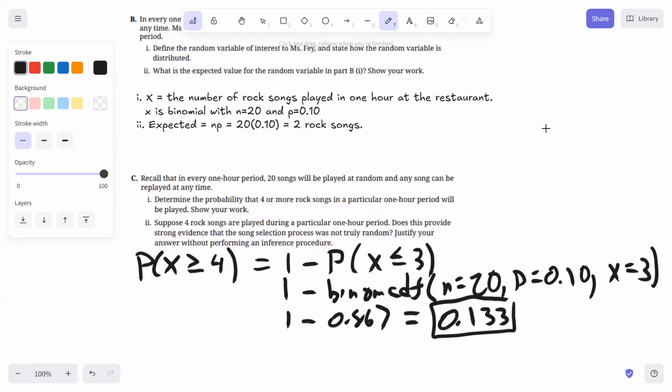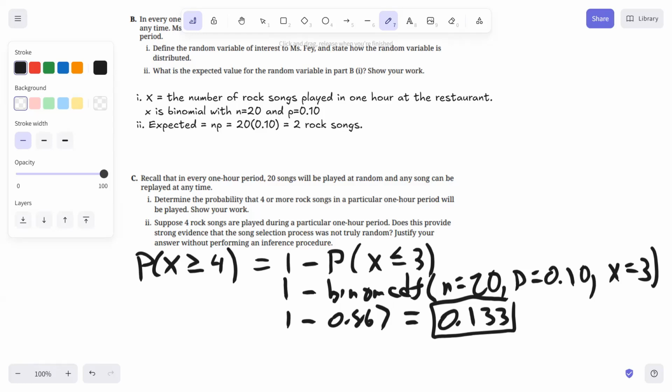Does this provide strong evidence that the song selection process was not truly random? Justify your answer without performing an inference procedure. Assuming that this process is random, and there is a 0.133 probability that 4 or more rock songs get played, that would not be surprising because 0.133 is greater than a significance level of 0.05, which is typically the significance level we use when one isn't stated.